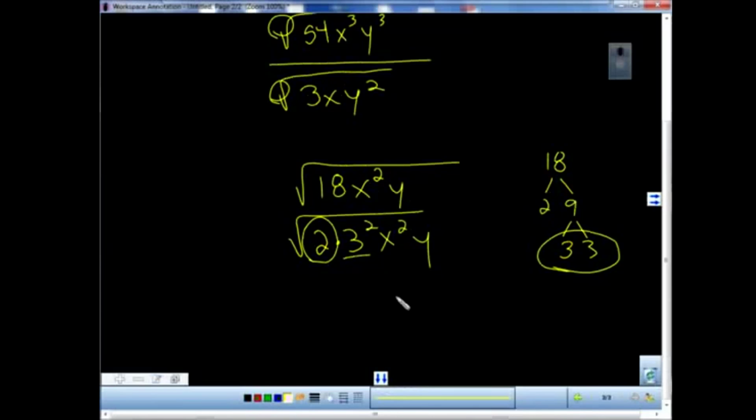Square root of 3 squared is 3. Square root of x squared is x. And the 2 and the y stay underneath the radical. Now, if it's an even root, what else do I need to do? Has to be an absolute value of x. It's the square root, it's an even value, so it's the absolute value of x.